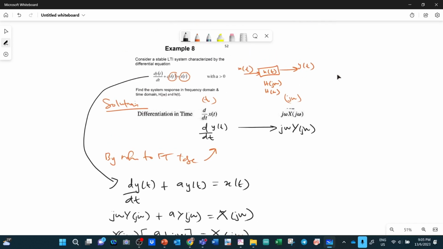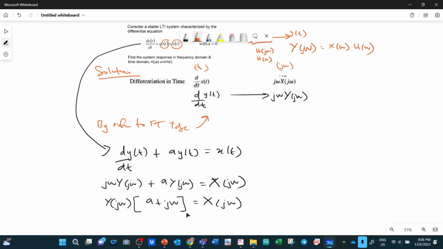So from this block diagram, Y(omega) or Y(j omega), I actually always write omega only, j omega is too long. So Y(j omega) is equivalent to X(omega) times H(omega). Your question is to find what is H(omega), right? So the question is to find H(omega). So H(omega) is equivalent to what? Y(omega) over X(omega).